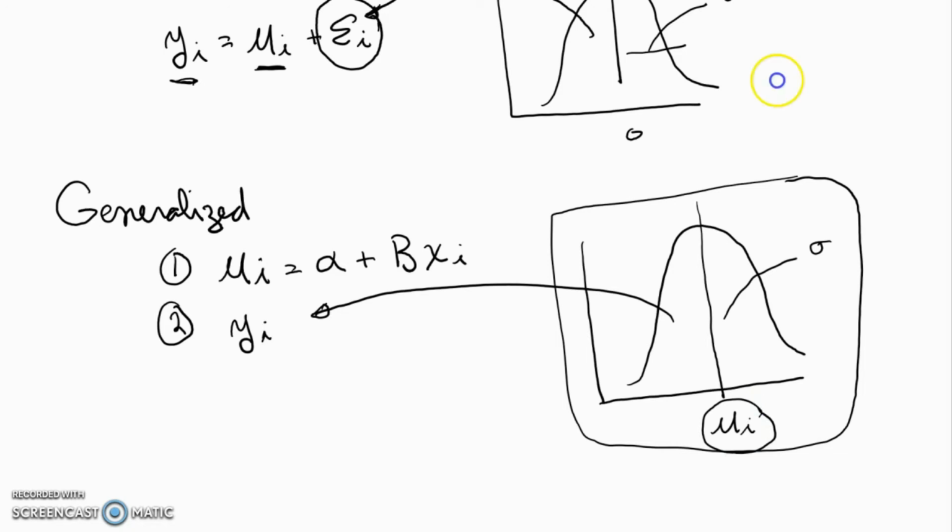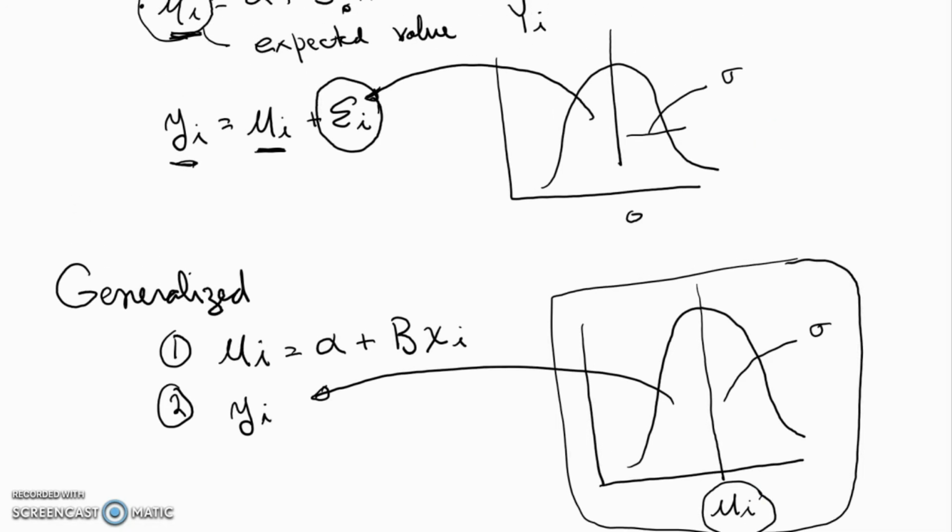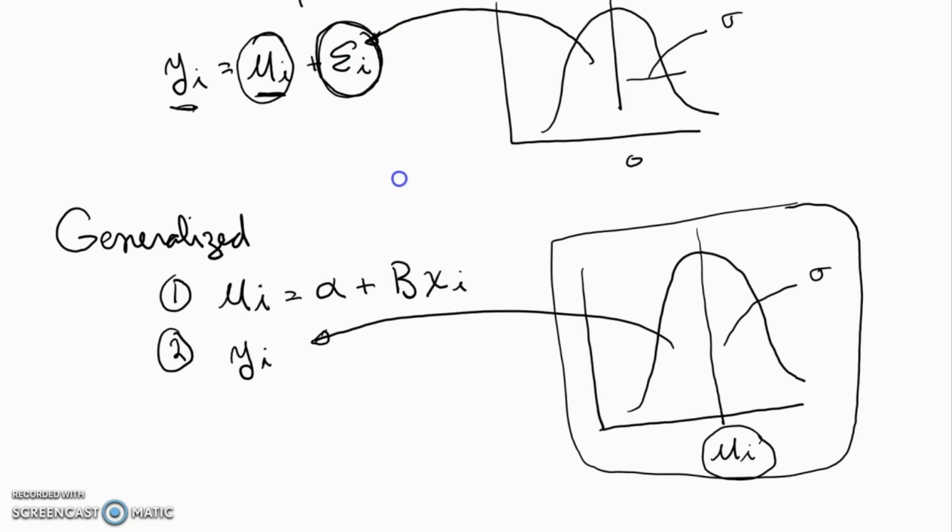So again, we see the distinction between these two approaches. With the general linear model, we start off with mu i and tack on a residual. In the case of the generalized linear model, we start off with mu i. We make that the mean parameter of our normal distribution, and then we randomly draw an observation from it.